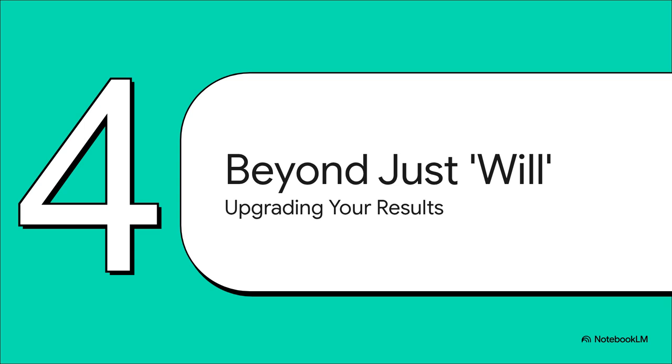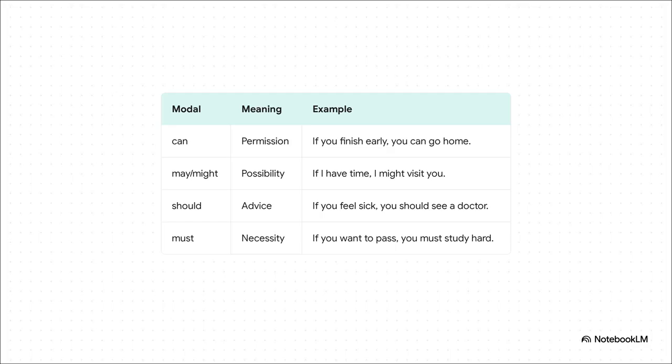Let's talk about upgrading that result part. So will is great for a likely result, but what if you're not so sure? Or what if you want to give advice? Well, you can just swap will for another word. For example, to give permission, you could say, if you finish your work, you can go home early. Or for some friendly advice, if you feel sick, you really should see a doctor. And if it's just a possibility, not a certainty, if I have time, I might visit. Each word, can, should, might, adds a whole new layer, a different flavor to your sentence.